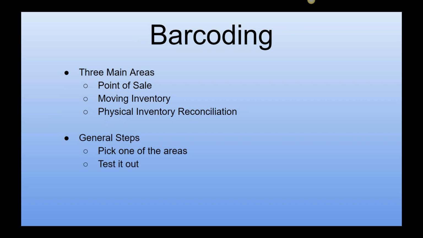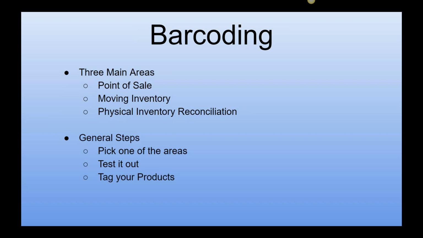Step number two, you're going to test it out, meaning you're not going to go out and buy thousands of dollars worth of barcoding equipment, barcoding printers, barcoding scanners, Surface laptops, whatever else. Some people are buying things to hook onto their forklifts, mounting things. You're not going to do any of that until you've tested out how this is actually going to work in your organization with very little cost, making sure that you know how you're going to implement it first.